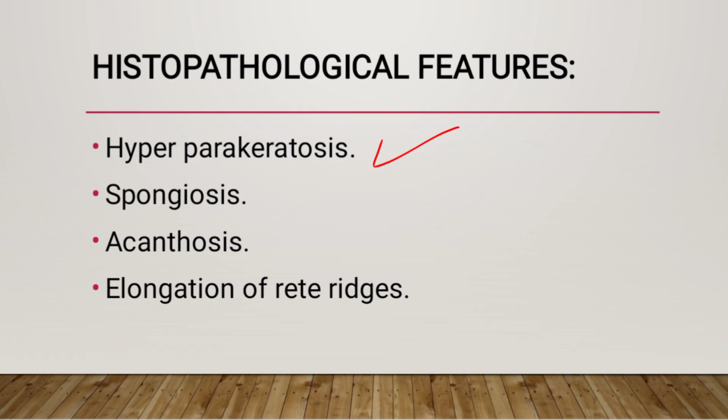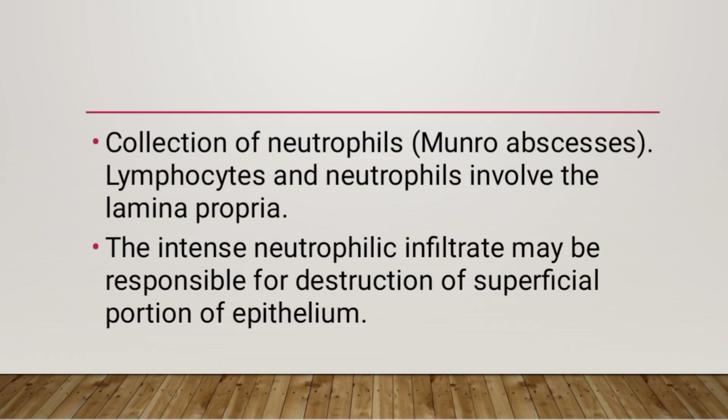Histologically, there is hyperkeratosis because keratin is depositing. Spongiosis is basically intracellular edema, of the spinous layer, along with elongation of rete ridges, which are finger-like projections of connective tissue. There are Munro microabscesses, which are basically collections of neutrophils. Lymphocytes and neutrophils are also present in the lamina propria.